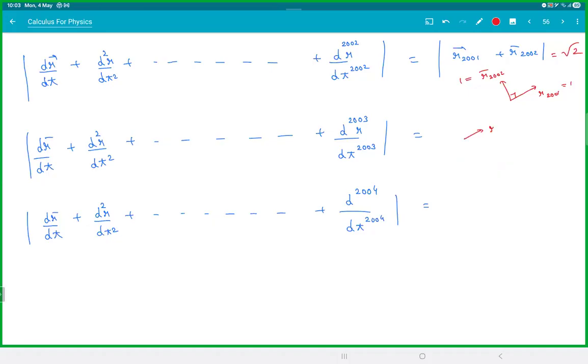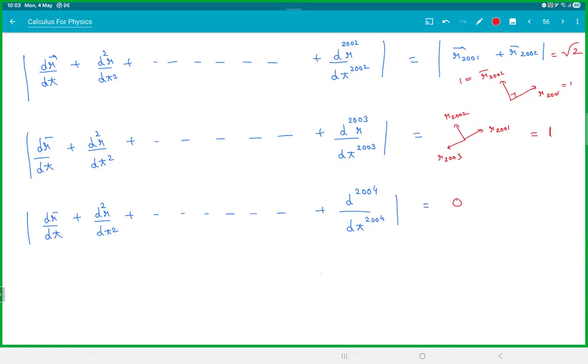You can guess this also. This will be 2001. This will be 2002, and this will be 2003. So you can clearly see 2001 and 2003 will cancel. 2002 will be left. So this is 1. 2004 is a factor of 4. So all will cancel out. This is 0.